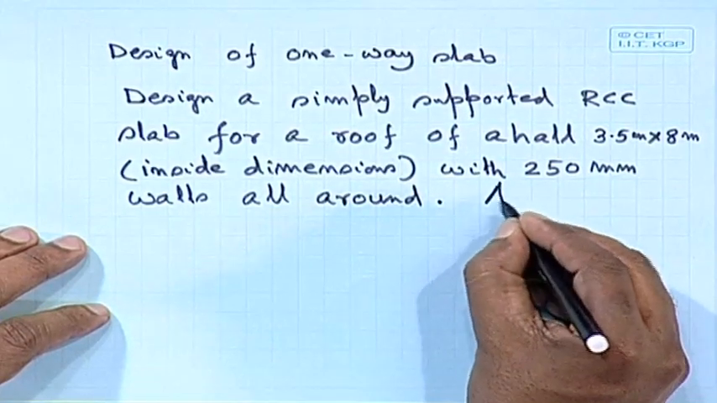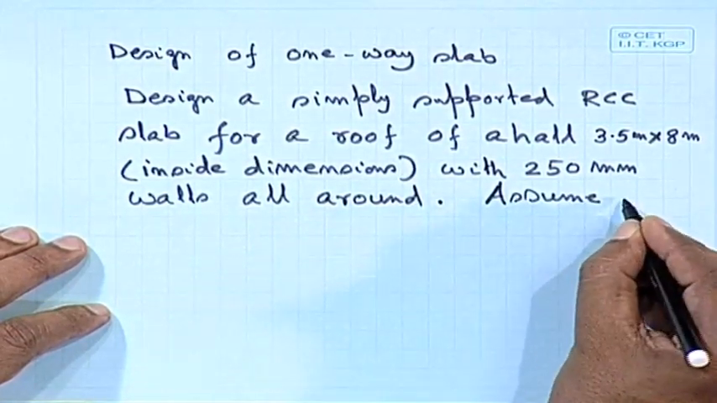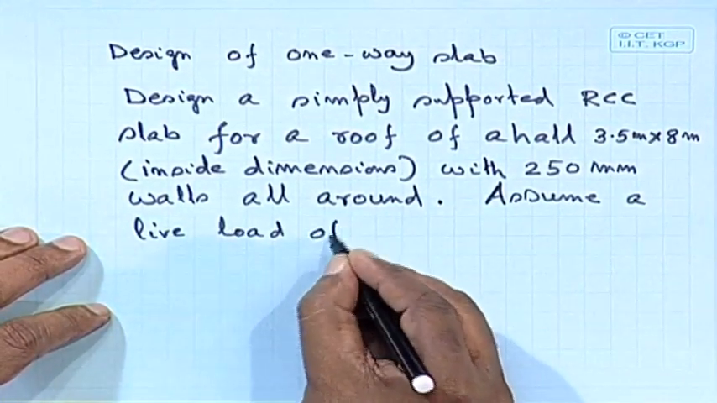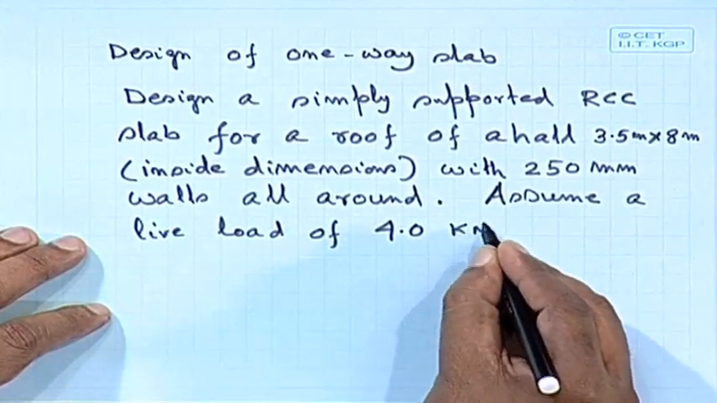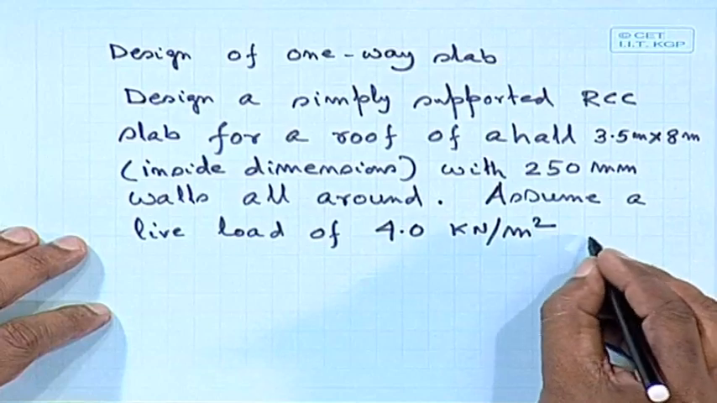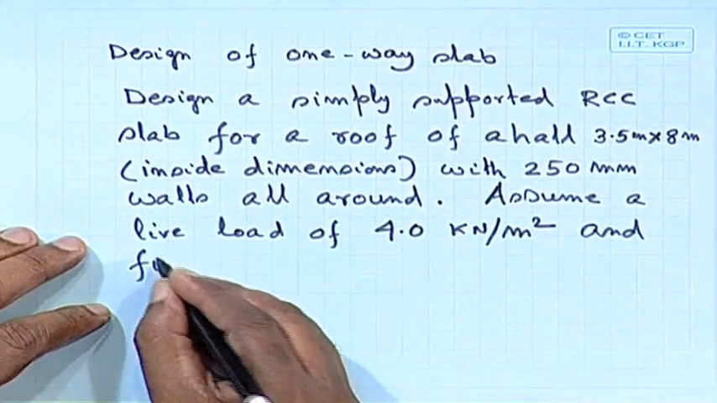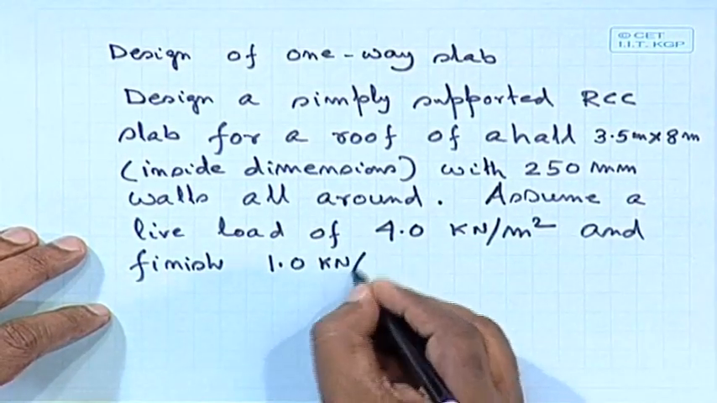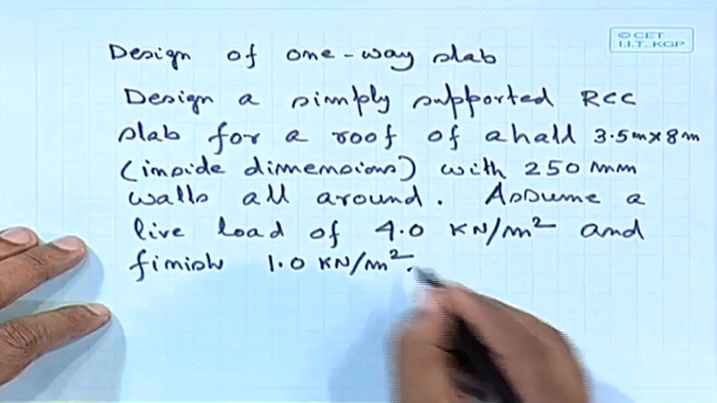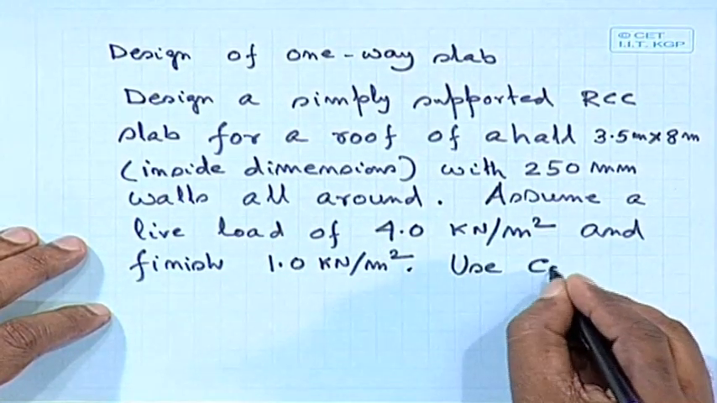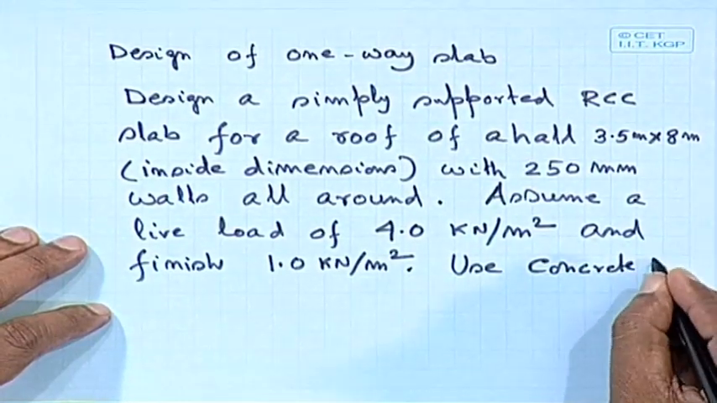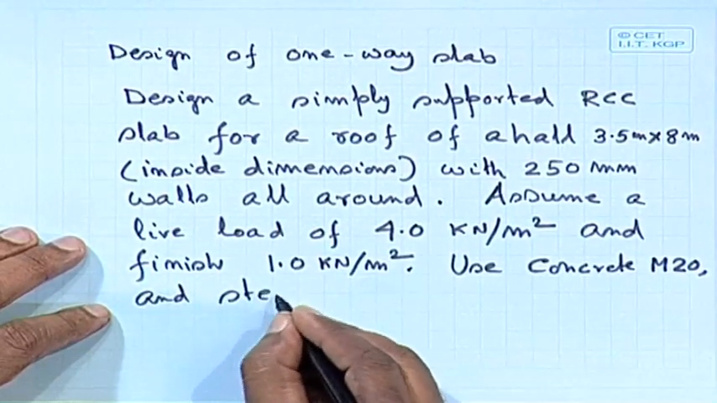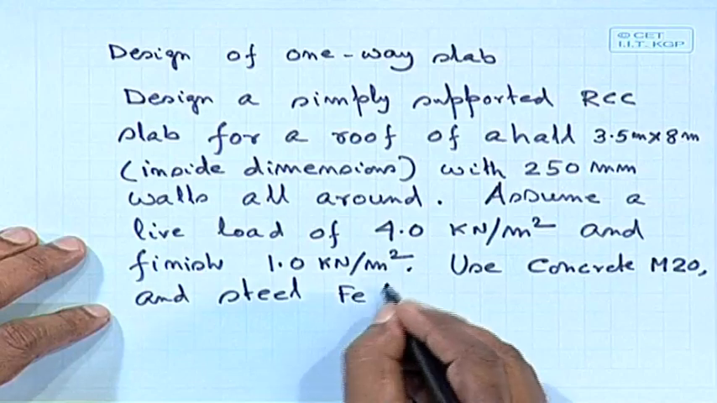Let us assume a live load of 4 kilonewton per square meter and finish, because there is no partition, finish 1.0 kilonewton per square meter. Use concrete M20 and steel Fe 415.